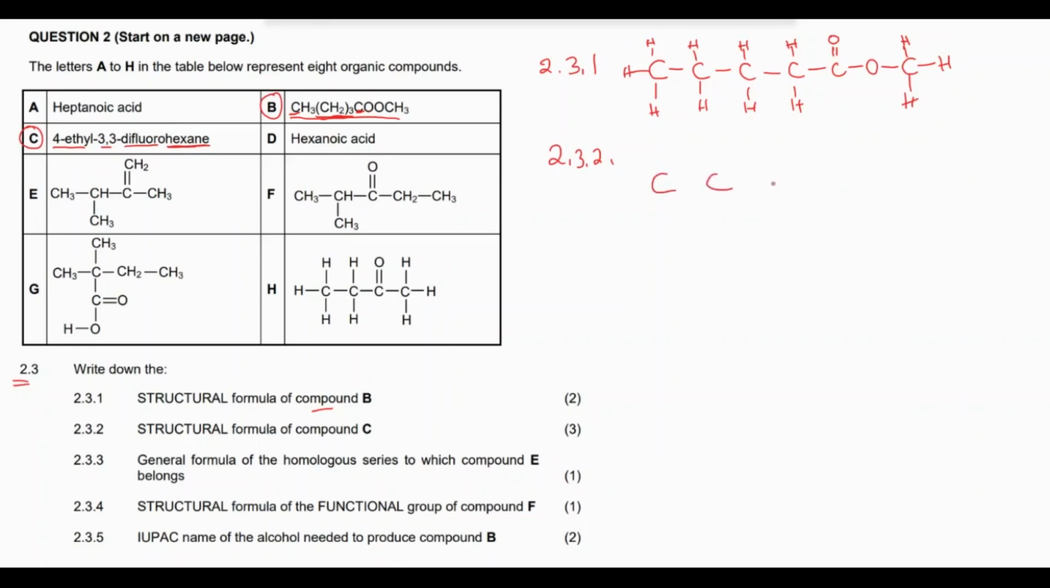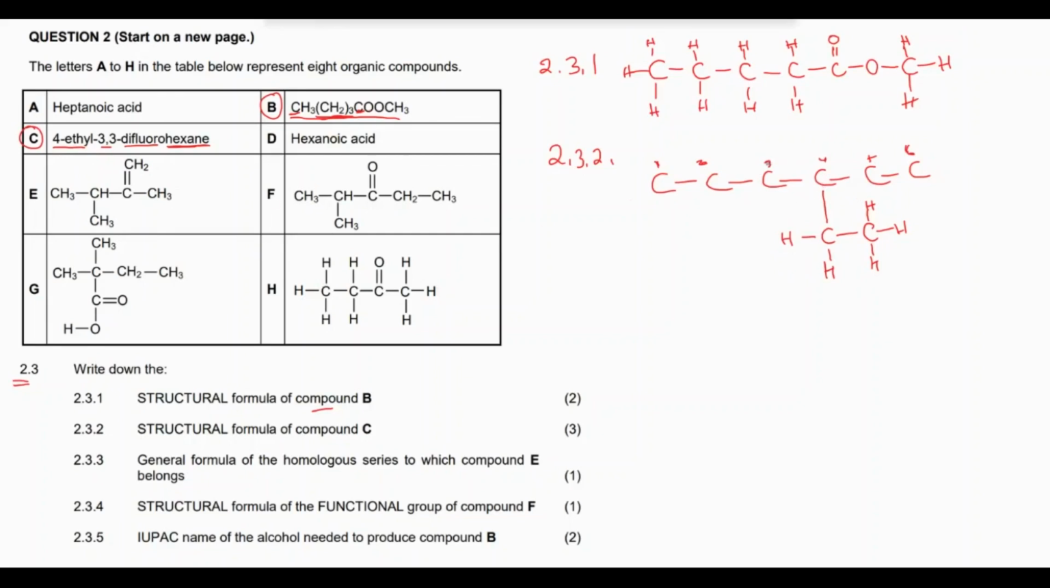1, 2, 3, 4, 5, 6. So we have those carbons, 6 of them. And then at 4, this number is 1, 2, 3, 4, 5, 6. Right, at 4, we have an ethyl group. So we can have an ethyl group here. So we have CH2 here, and then bonded to another carbon, and then CH3. That is the ethyl group. This whole thing here is the ethyl group attached to carbon 4.